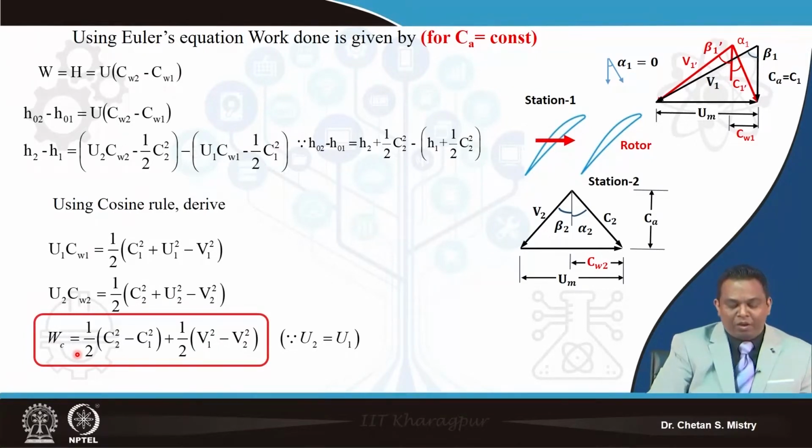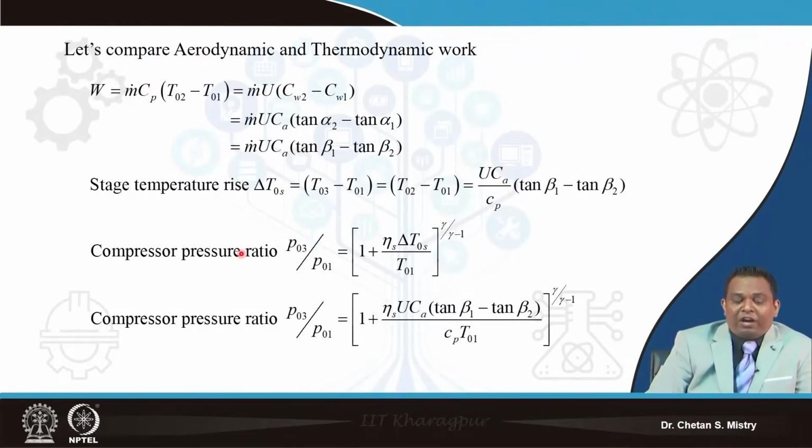Now if we compare our aerodynamic work and thermodynamic work, this is m dot Cp (T02 minus T01), which represents my thermodynamic work. It is m dot U (Cw2 minus Cw1). And as we have seen, this can be represented in terms of the absolute flow angle, and that also can be represented in terms of the relative flow angles, beta 1 and beta 2.